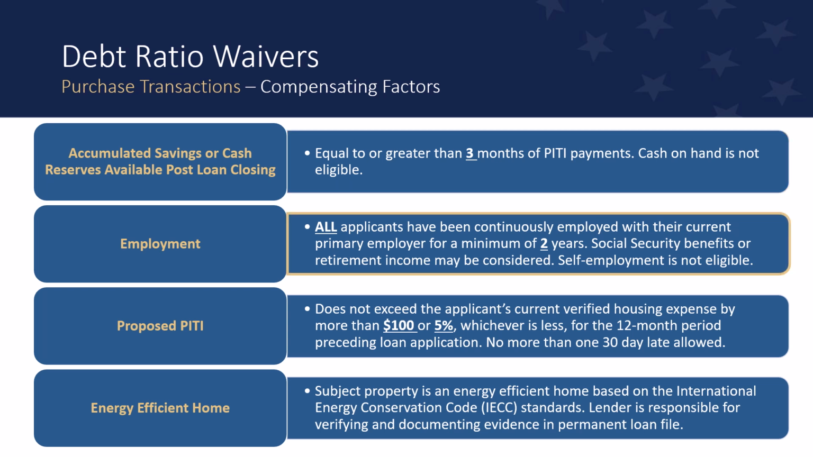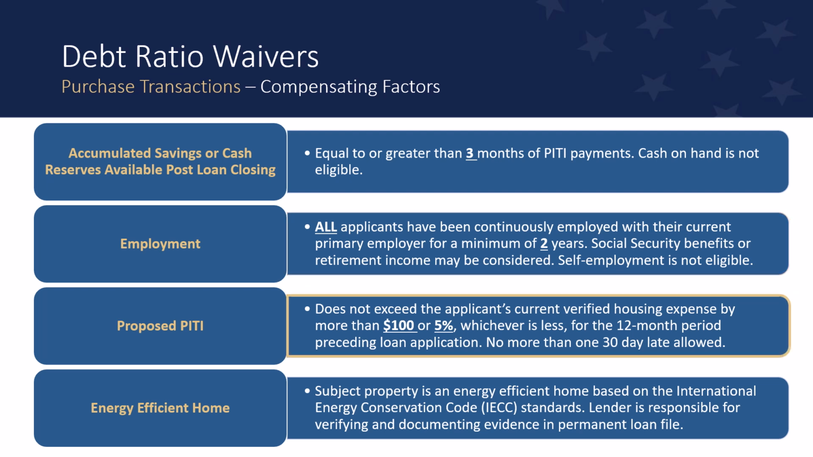The next option is that the applicants, which includes all employed applicants, have been continuously employed with their current primary employer for a minimum of 2 years. Applicants that have received Social Security benefits or retirement income for 2 years may utilize this compensating factor with documentation to support the history of receipt of benefits. This is not an eligible compensating factor for self-employed applicants.